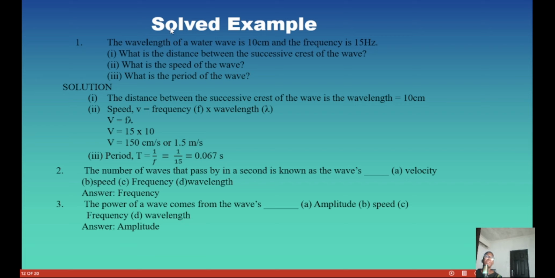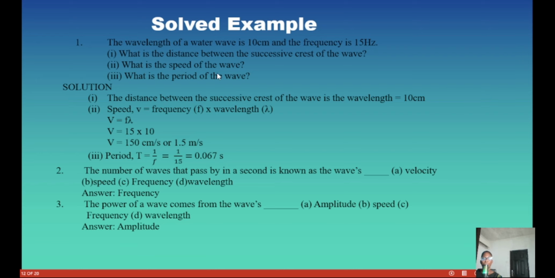So the first question says, what is the distance between the successive crests of the wave? Just as I explained to you, wavelength is what? The distance between two successive crests and two successive troughs. So this question is just trying to know if you remember what a wavelength is. Since it says the wavelength of a water wave is 10 centimeters, they are just asking what the wavelength is, and that is 10 centimeters. So that is the answer. Let's go to the next question.